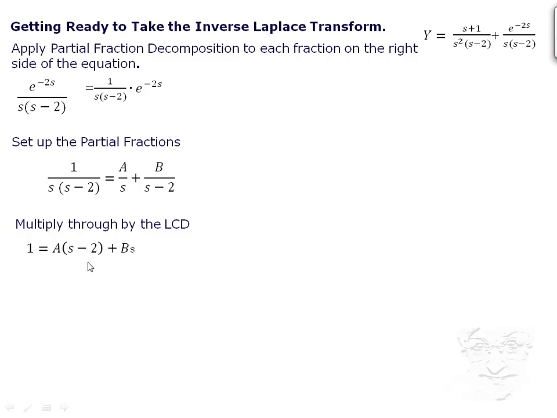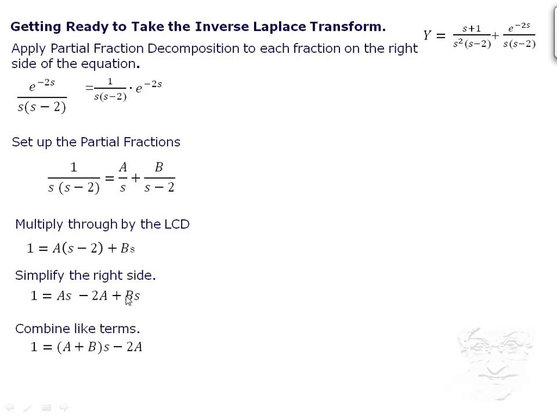So simplify by distributing through by the a to get a s minus 2a plus b s, and then combine like terms so that we have a plus b times s minus 2a. When you equate the coefficients on the s terms, we have a plus b is equal to 0.